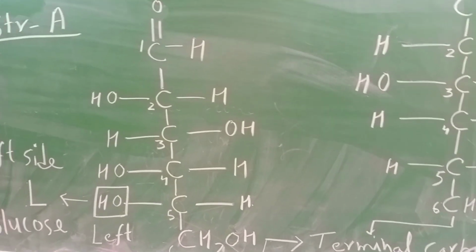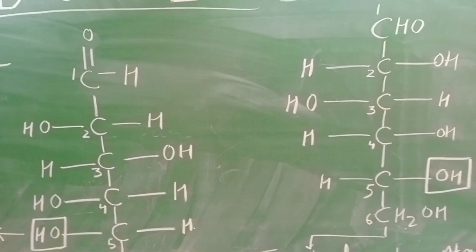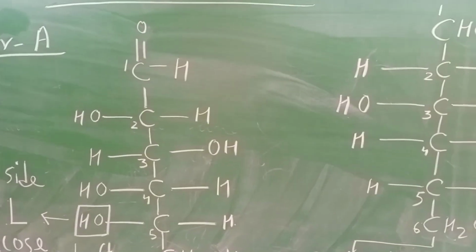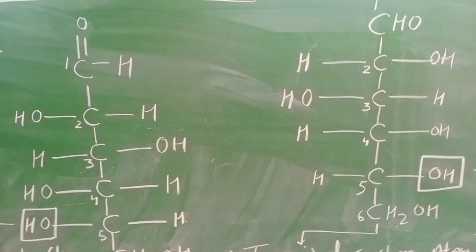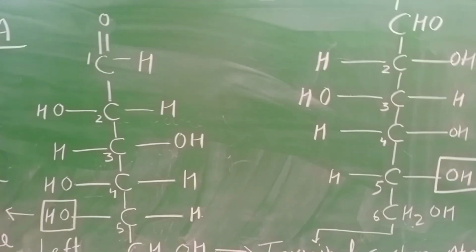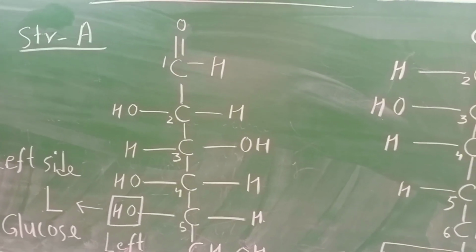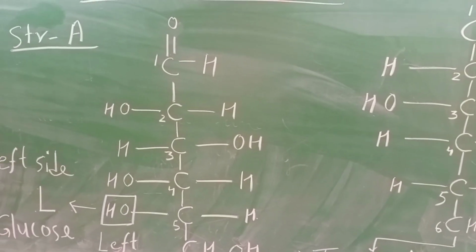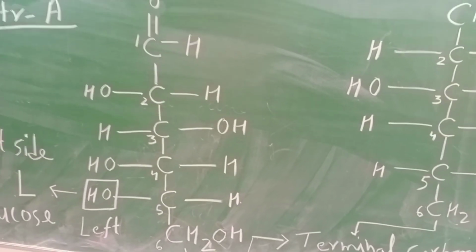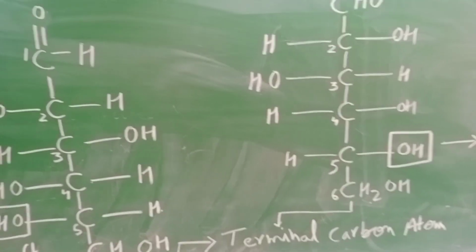Now again the question arises: as this glucose molecule contains multiple hydroxy groups in its structure, which hydroxy group must be considered in order to know which particular structure of glucose exists in D form and which one exists in L form?